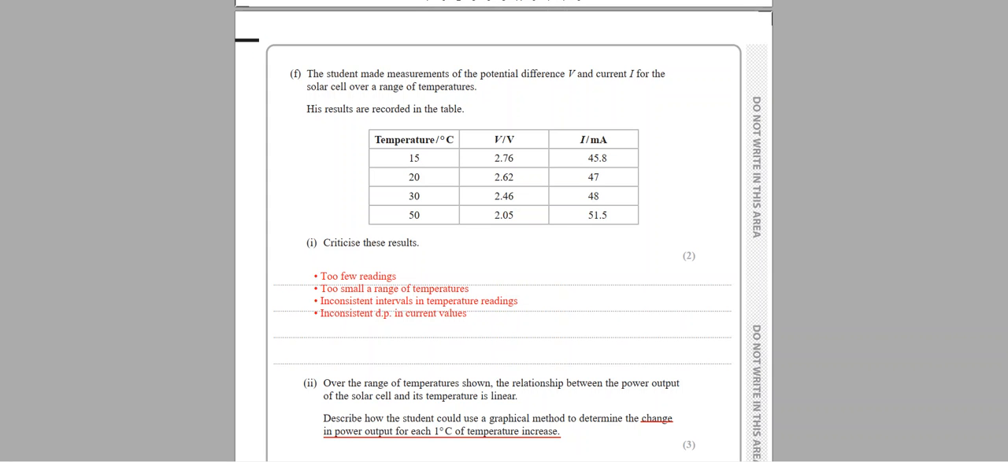And finally, inconsistent decimal place in current values. One value is in 1 decimal place, the second one is in 0 decimal place, and instead of decimal place you could have also said inconsistent significant figures. But just writing inconsistent significant figures is not enough. You need to specify for which specific measurement the values are inconsistent. For example, if you just write inconsistent significant figures, that doesn't apply to the voltage. The voltage values have all consistent significant figures, so you need to specify carefully which measurement there is inconsistency in.